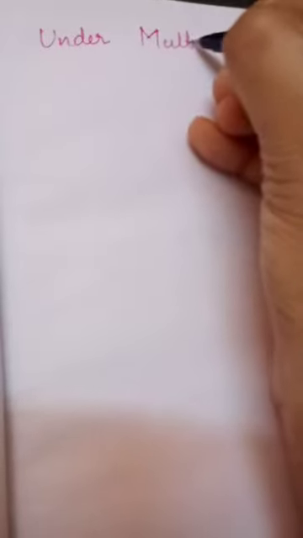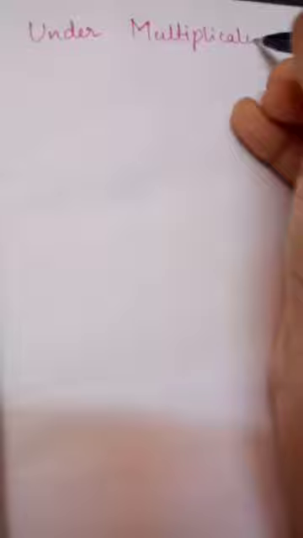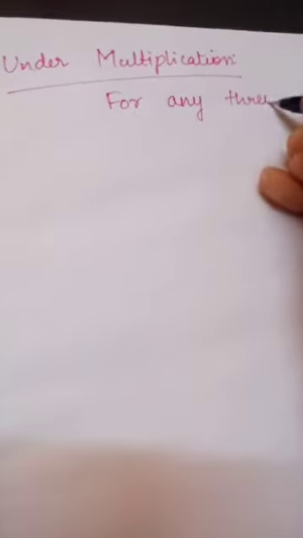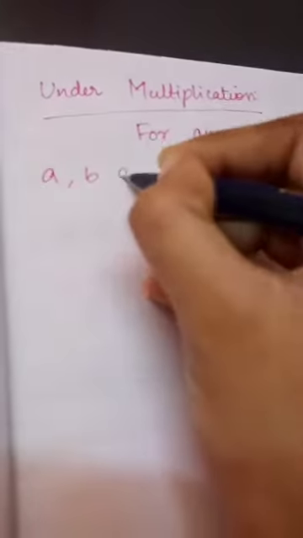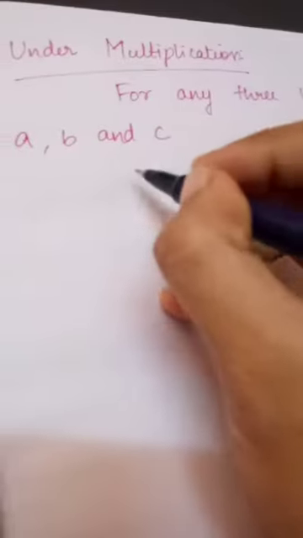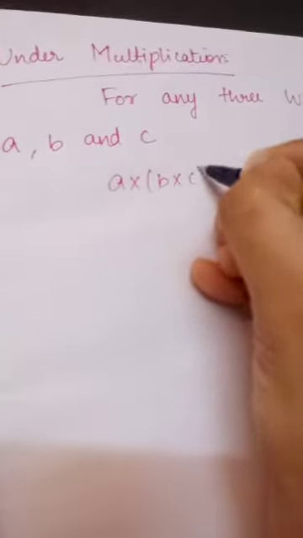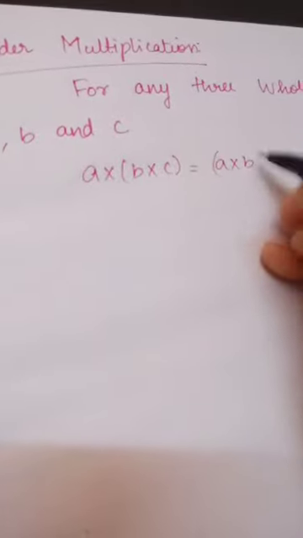Next is associativity under multiplication. Here also I am going to take three whole numbers, for any three whole numbers A, B and C. Our condition is A into (B into C) equals (A into B) into C. There it was addition, here it is multiplication, that is the only difference.